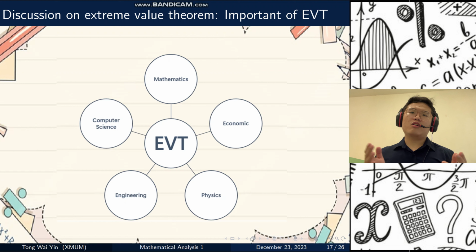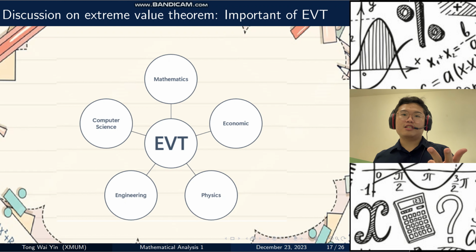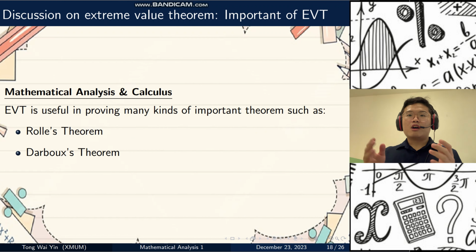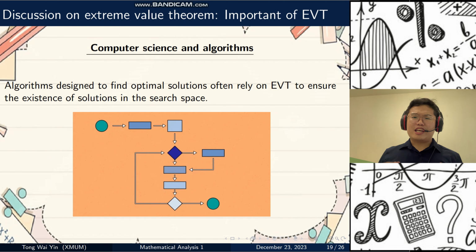Next, I would like to briefly talk about the importance of EVT. The extreme value theorem is vital as it has several practical and theoretical implications in various fields, including mathematics, economics, physics, engineering, and computer science. For example, in calculus or mathematical analysis, since EVT guarantees the existence of both a maximum and a minimum value for a continuous function on a closed and bounded interval, it is useful in proving many vital theorems such as Rolle's theorem and Darboux's theorem. Besides, in computer science, algorithms designed to find optimal solutions often rely on EVT to ensure the existence of a solution in the search space.